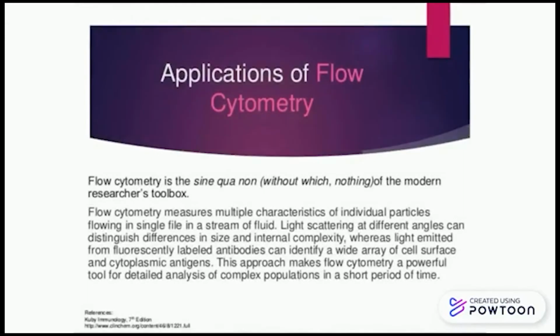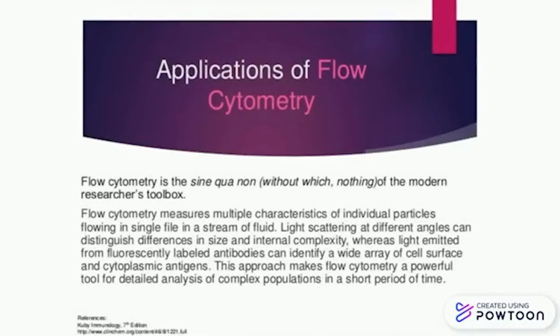Okay, next we are going to talk about applications of flow cytometry. Flow cytometry is actually a modern researcher's toolbox. Why do we say so? Because flow cytometry measures multiple characteristics of individual particles flowing in a single file in a stream of fluid, in which light scattering at different angles can distinguish differences in size and internal complexity, whereas light emitted from fluorescently labeled antibodies can identify a wide array of cell surface and even cytoplasmic antigens. This makes flow cytometry a powerful tool for analysis of complex populations in a short period of time.